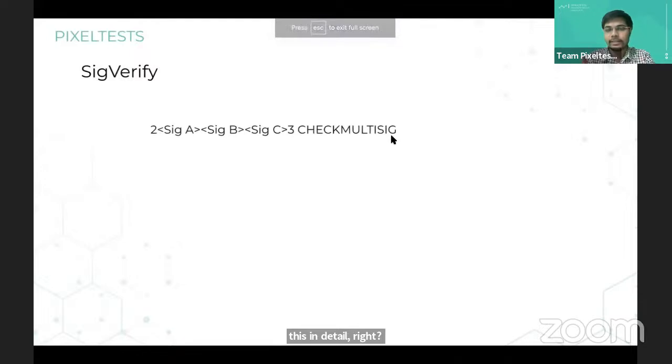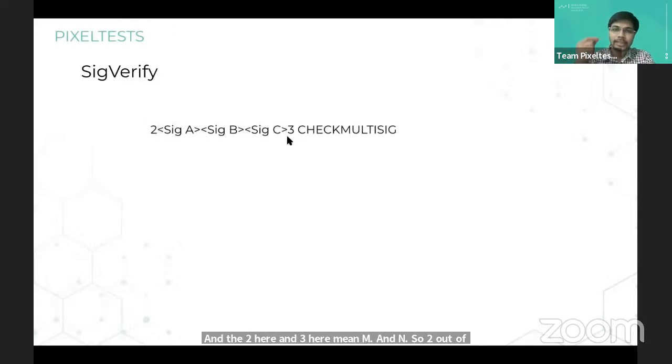The check multisig operation here, right? And the 2 here and 3 here mean M and N. So 2 out of 3 have to be valid in that particular thing, right? So this is verification of the signature.